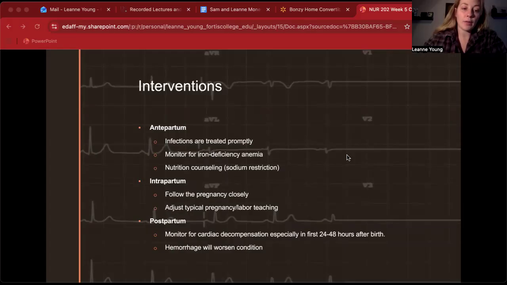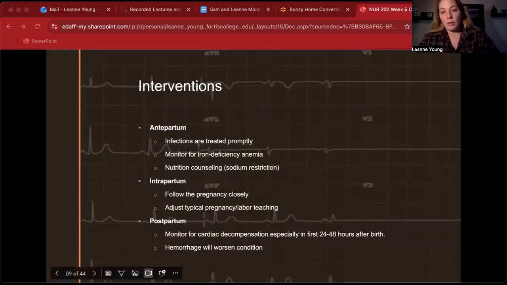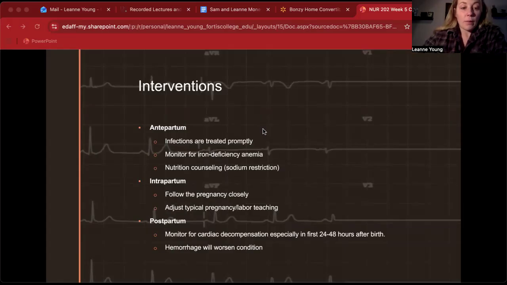During labor, we're going to monitor their pregnancy during their delivery and labor. We're going to follow the pregnancy closely and adjust the typical pregnancy or labor teaching. Like we talked about, we're going to implement that open glottis pushing rather than closed glottis pushing. After delivery, we're going to monitor for cardiac decompensation, especially in the first 24 to 48 hours after birth. And then if they hemorrhage, these patients are going to be at an even higher risk. So we need to make sure that we control any type of bleeding promptly.